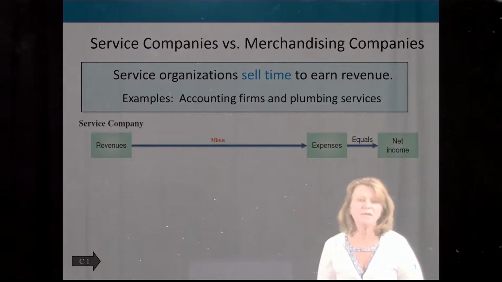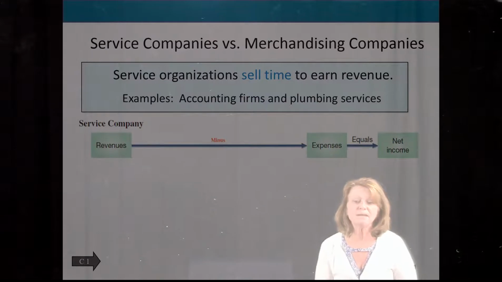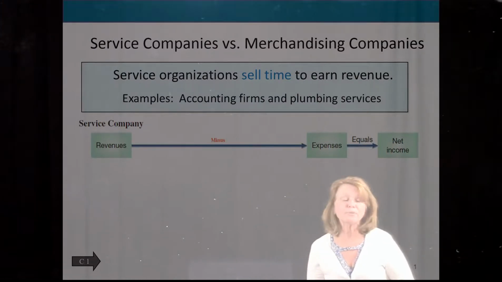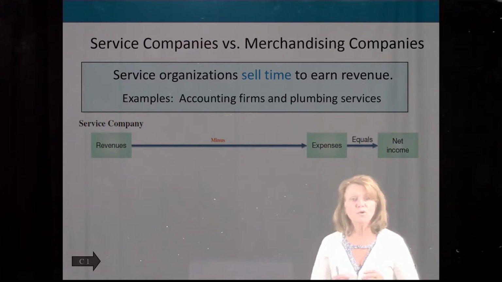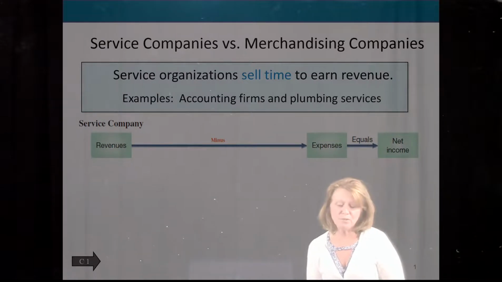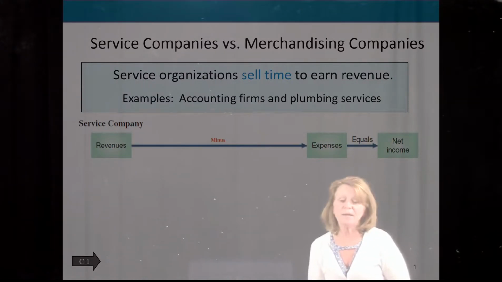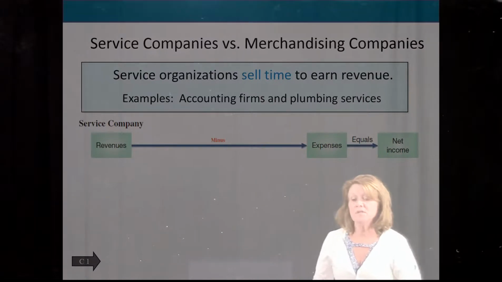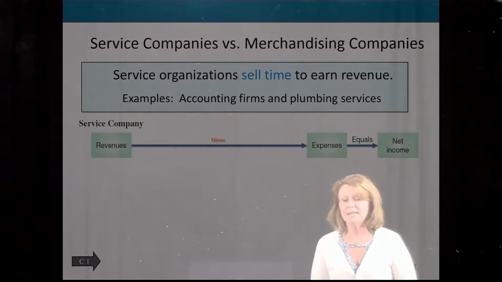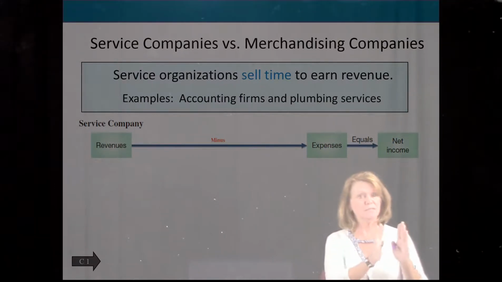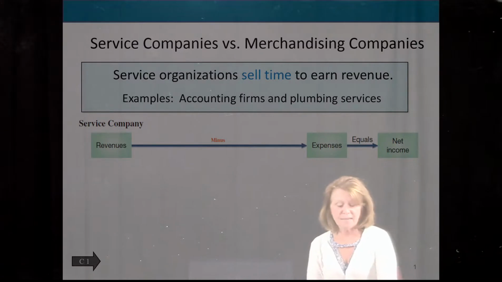So far, we've been talking about service organizations that sell time to earn revenue, whether they be a consulting agency, a plumber, a mechanic, where you sold time, not merchandise. This chapter and the next chapter, where we talk about inventory, we're specifically talking about merchandising companies. In a service company, you have revenues minus expenses equals your net income. That's the business, that's the process.